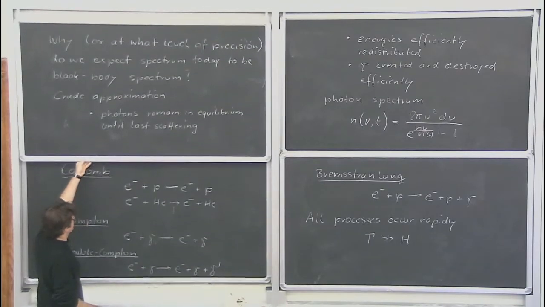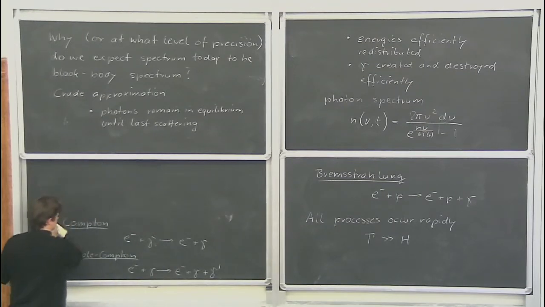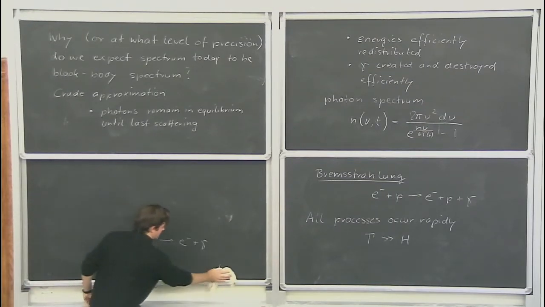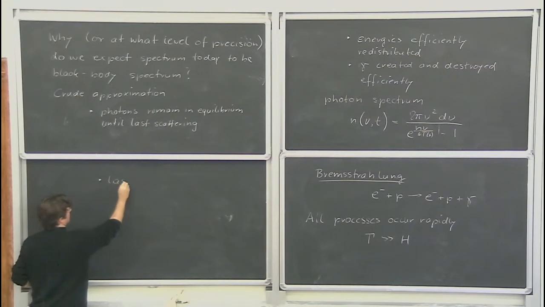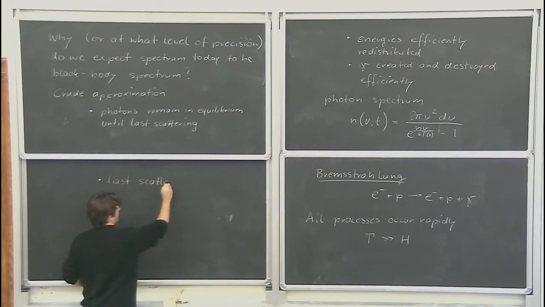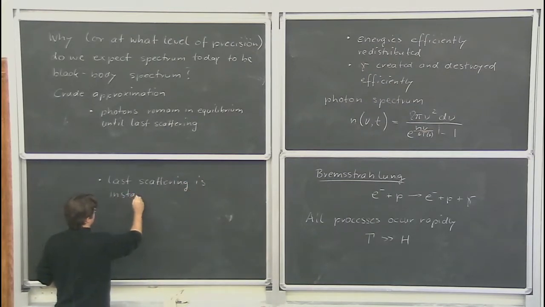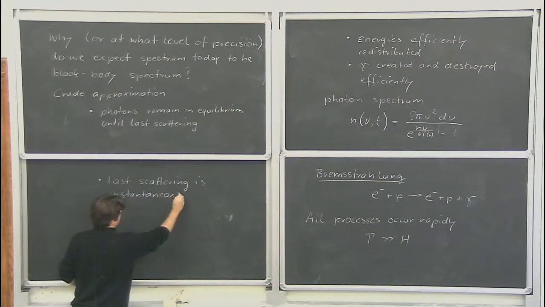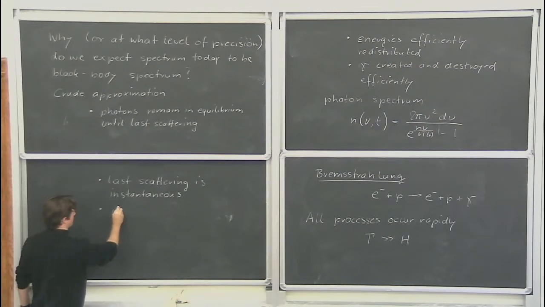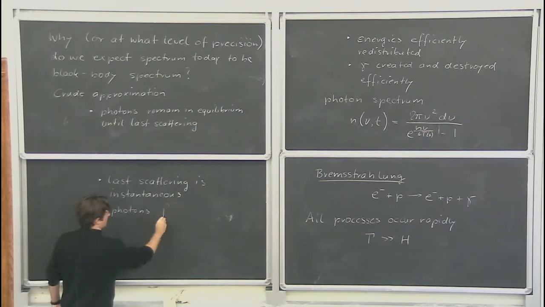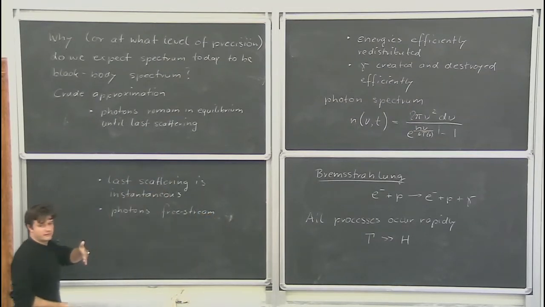And we'll also assume that last scattering occurs instantaneously, so all the photons last scatter at the same time. It's obviously not quite true. We'll see how to do better than that. But for now, let's make that assumption. So we'll assume that it's instantaneous. And then we'll assume that the photons just free stream from the last scattering surface to us.